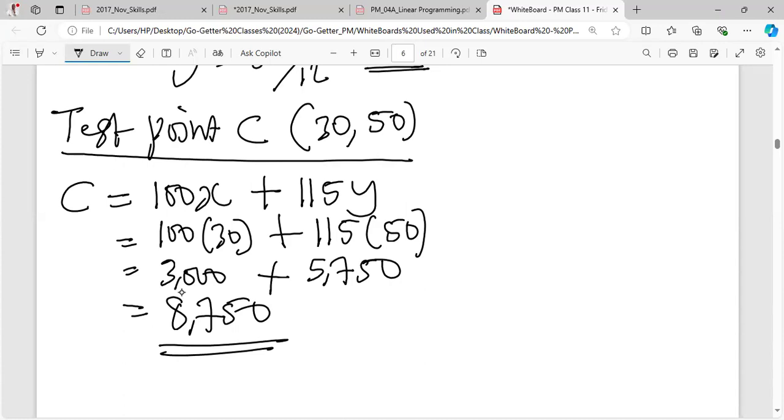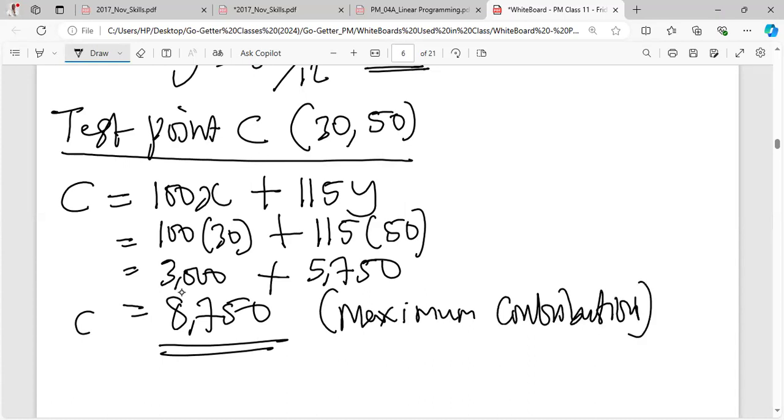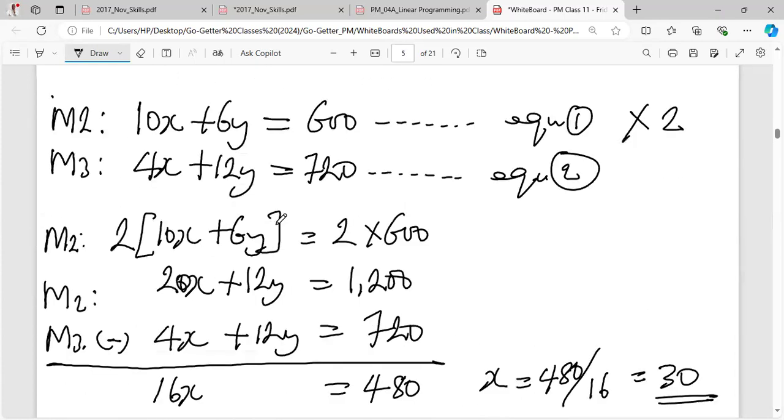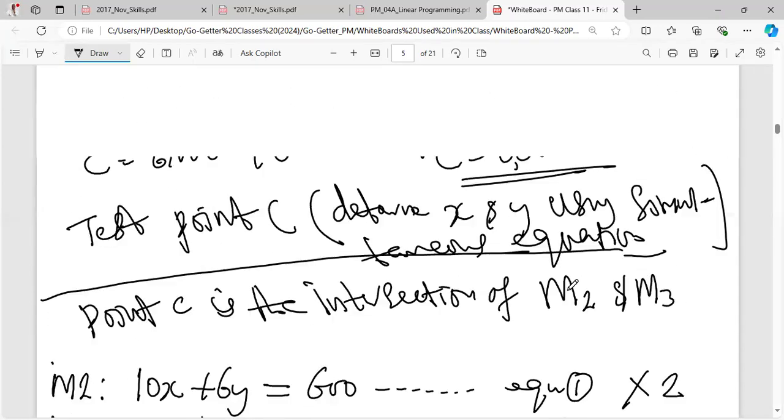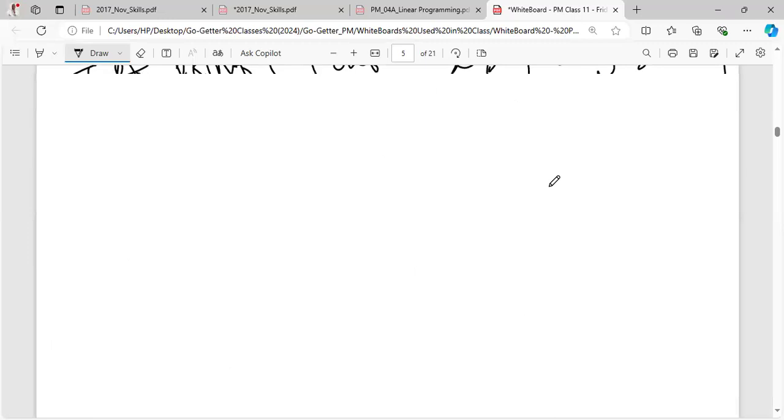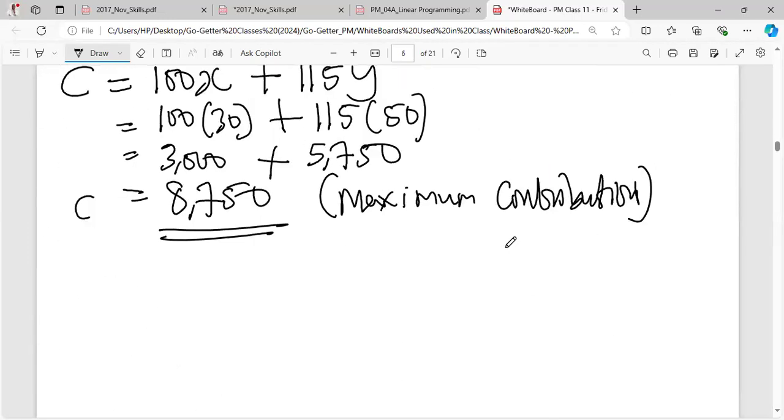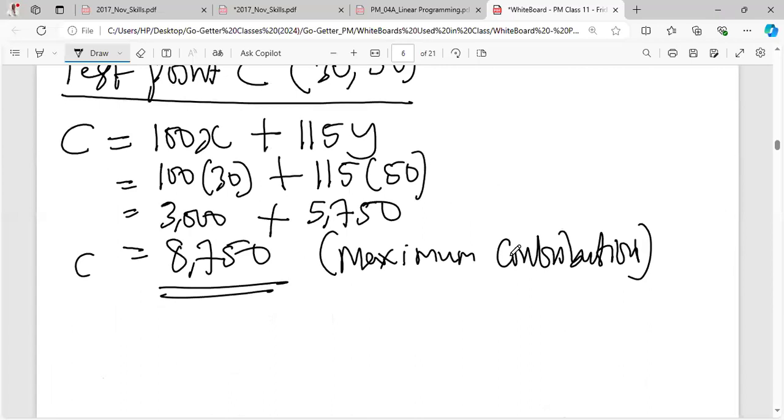So when you look at 8,750, what do you have? 8,750 is the maximum contribution. Of course, it's bigger than point A, which is 6,900, which is the next maximum. So this is 8,750. So what you will now do is to recommend optimal production.